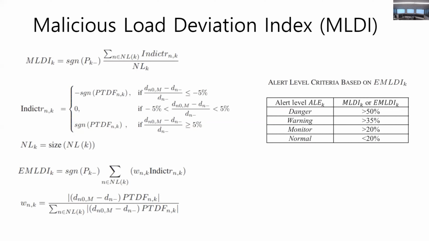To find the EMLDI, we add together the indicators for each branch with a weight that is found below. The weight W_NK is called the influential factor for branch K due to the change in the load at bus N. Like so, EMLDI may make it easier to determine whether a specific branch K is in danger of being attacked. As can be seen in the table, the alert criteria for EMLDI is the same as that of MLDI.